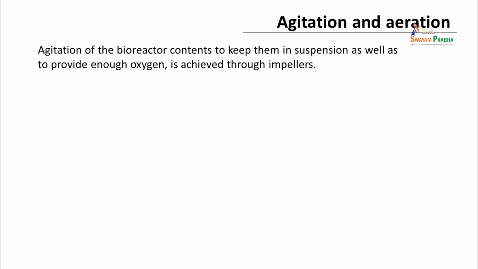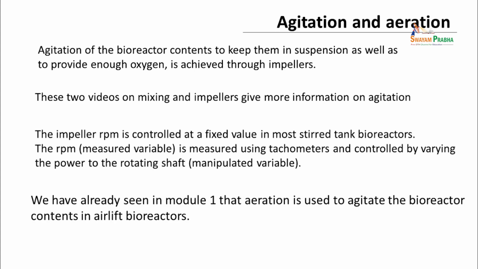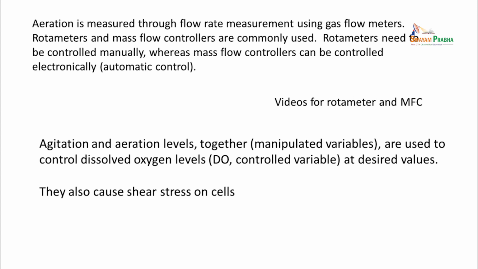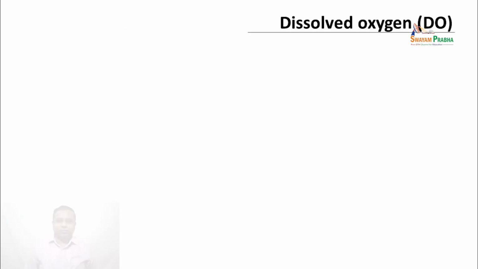Then we looked very briefly at aeration and agitation. Then we said how they could be controlled. We said they keep the cells in suspension, but they also cause shear stress on cells. We said we will look at these two aspects starting in this lecture. Let's go forward. Dissolved oxygen, or DO, is what we are going to look at next. We are going to look at this in some detail.